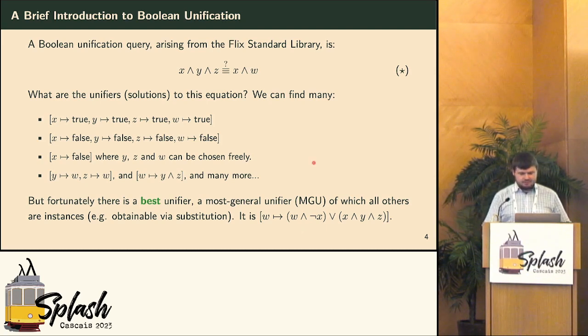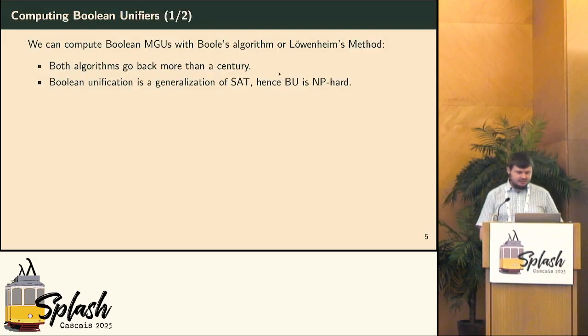Okay, good. If I have such a Boolean unification query, where I want to unify this side with that side, how do I do it? This problem has been studied for a long time. There are two algorithms that go back more than 100 years. One is Boole's algorithm, and the other is Löwenheim's method. Boole's algorithm is also called SVE, for successive variable elimination. It's not too hard to see that Boolean unification is a generalization of SAT, if one of the sides was true, for example. So Boolean unification is a computationally hard problem.